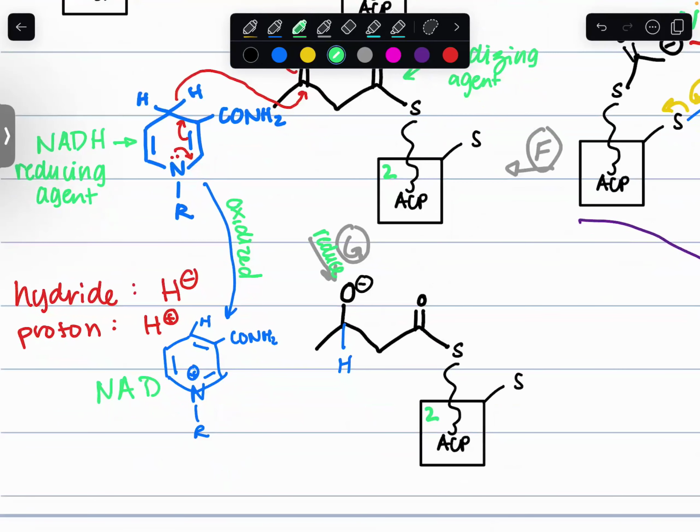And we have our next step here, which then will get protonated by something in the system. So it's drawn in the protonated form. And that's step 2 of fatty acid biosynthesis.